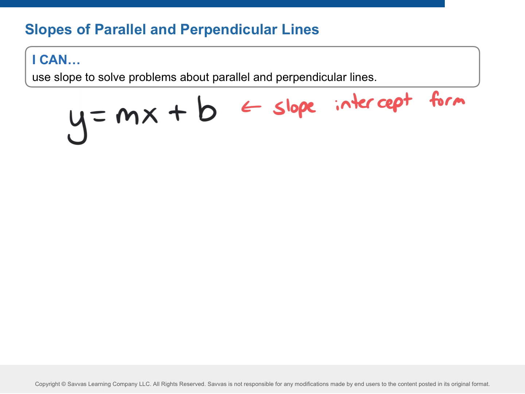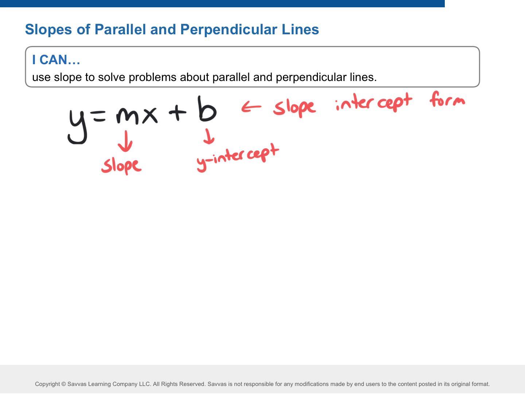So in that equation, what are two things that are important to us? Like the m is the slope. Good. m stands for our slope. And what else? The b is the y-intercept. Again, we're not going to be graphing. But those are the two important parts to that.